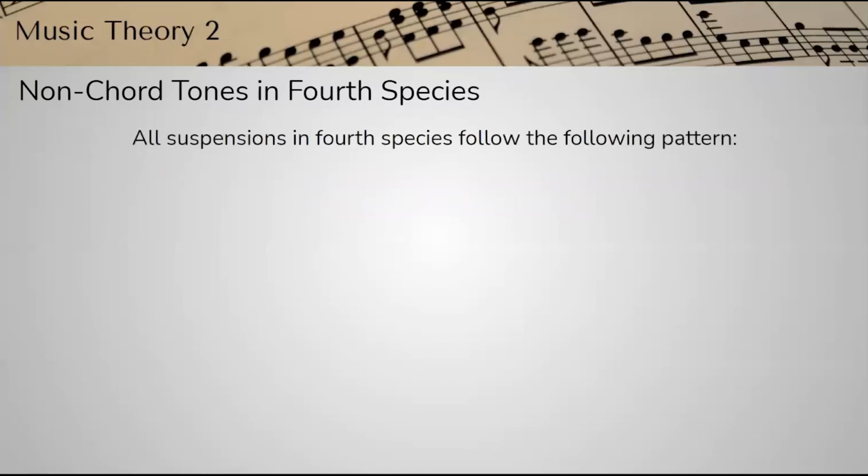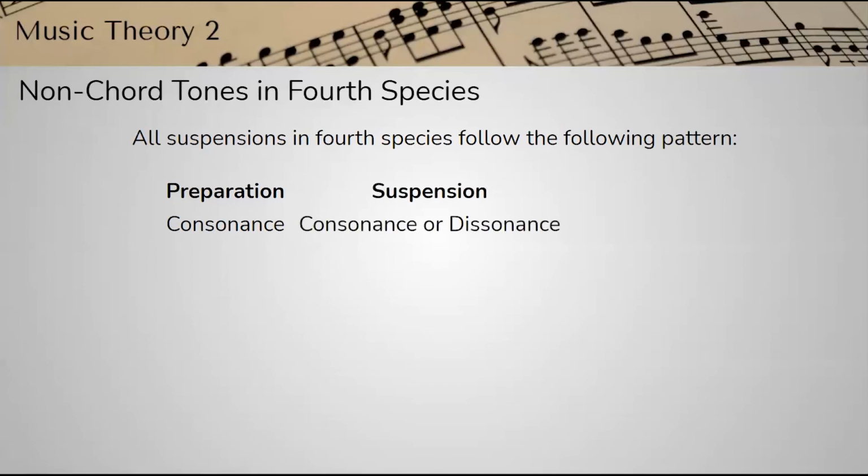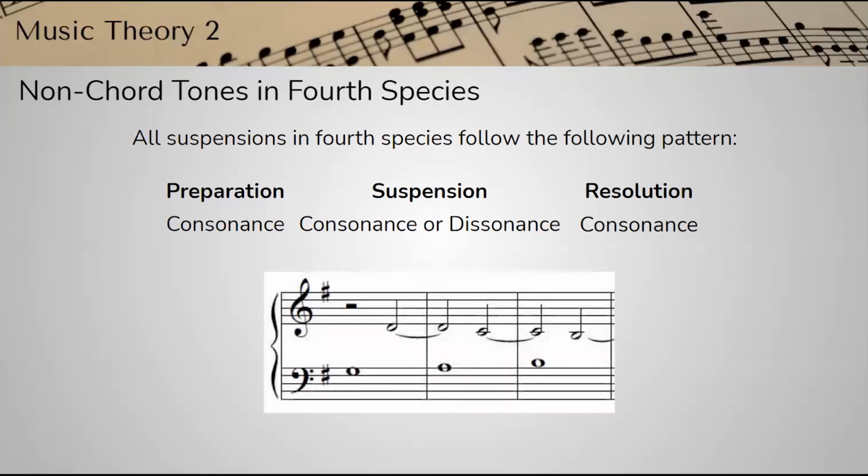And just a reminder of how that worked in fourth species, they always follow the same pattern. We prepare first, right? We have a consonance, so some kind of consonant note in the previous bar. Then we hold that consonance over and let the other voice move so that it becomes either a consonance or a dissonance, right? In this case, it's always going to be a dissonance. And then we let that resolve to a consonance. But it was always that three-step process of preparing, suspending, and then resolving, right? So here is another example.